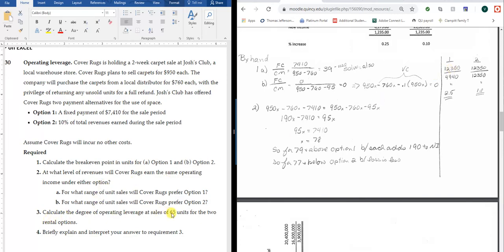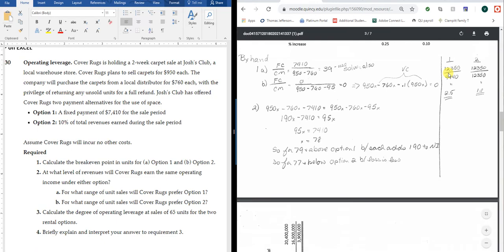I want sales at 65. Okay, so my sales 950 times 65 minus 760 times 65. 950 minus 760 times 65, which is your X, gives you a contribution margin of that divided by operating income. So I take 12,350 minus fixed costs of 7410 gives me operating income. The degree of operating leverage is 2.5. Under the other one, it's 1, which should make sense.